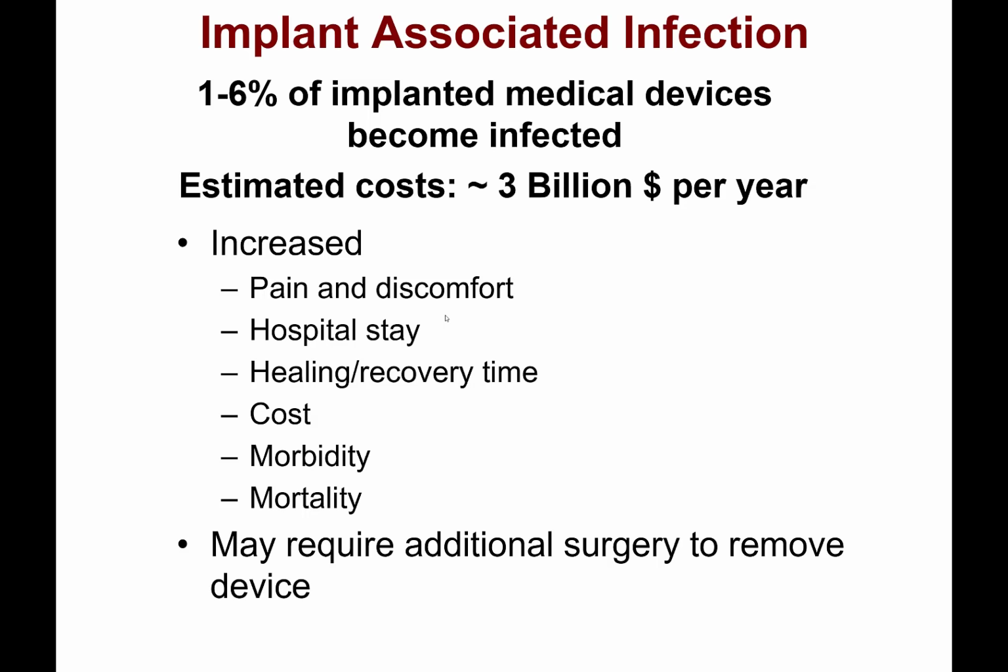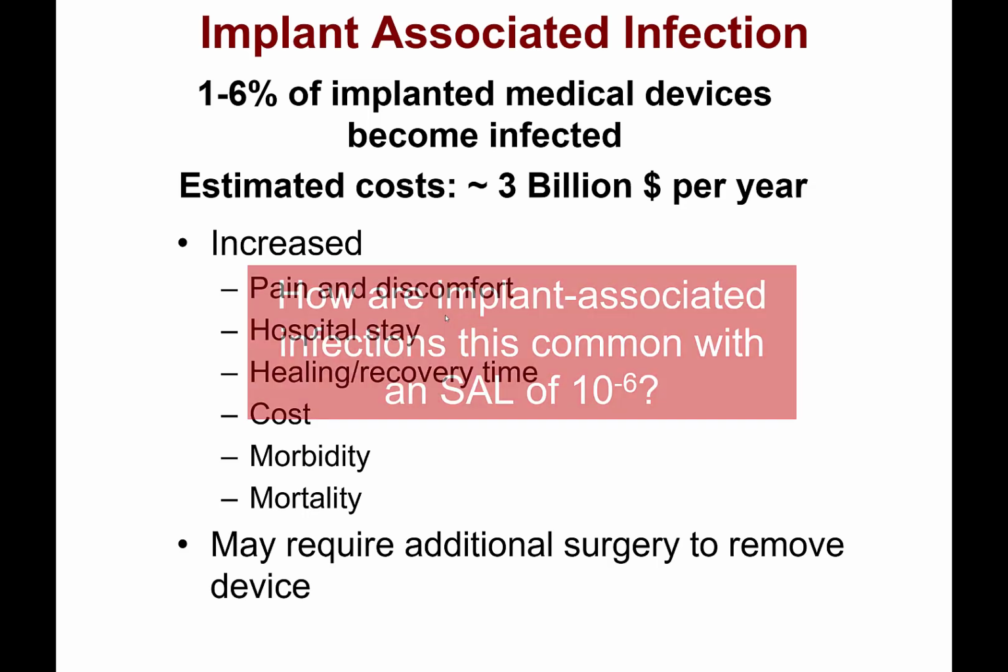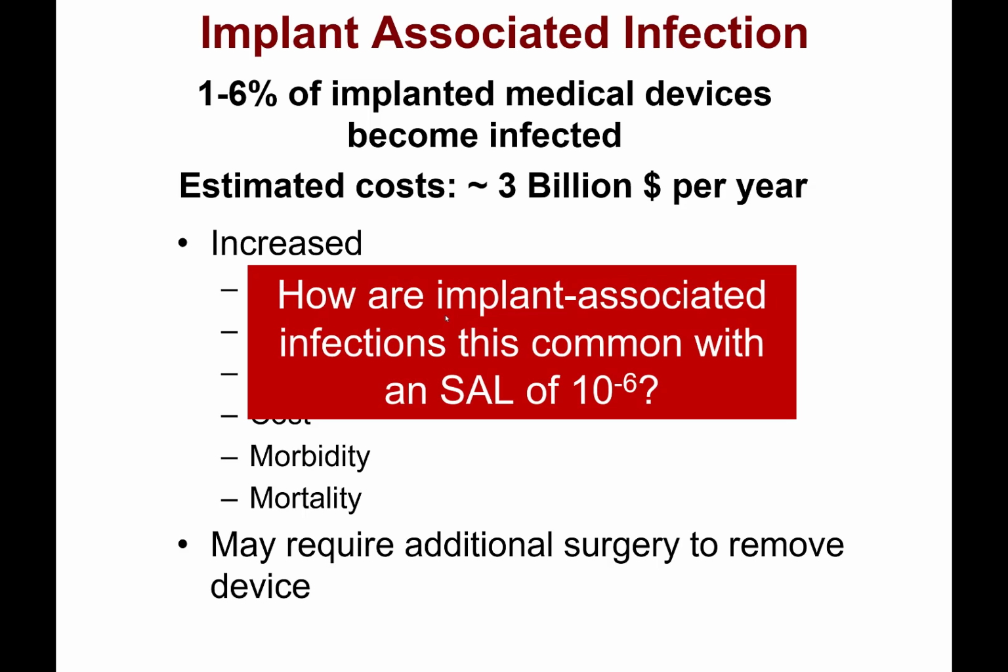In the previous video, we talked about implant-associated infection, and we said that 1 to 6% of implanted devices become infected, and this represents a huge cost to the healthcare system and to patients as well. The question that we posed at the end of that was: how is this possible when our devices have to be sterilized to achieve a sterility assurance level of 10 to the minus 6, meaning that only 1 in a million of these devices after sterilization treatment would contain any microorganisms that could cause an infection?